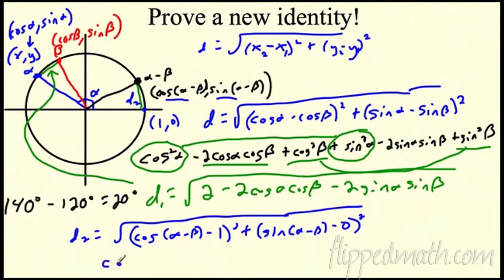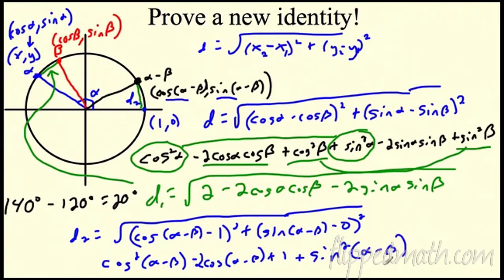Let's FOIL this up. I'm going to end up with cosine squared of alpha minus beta. Distribute there, I'm going to get minus 1 cosine alpha minus beta. If I do this one, then I'm going to get minus 1. So, well, this is a perfect square. I'm just going to get 2 of these, and then I'm going to go plus 1 at the end. Negative times a negative. If you want to expand that out and multiply it, feel free, but I'm just FOILing it. This one feels great because that's just 0, so I'm just going to end up with sine squared of alpha minus beta.